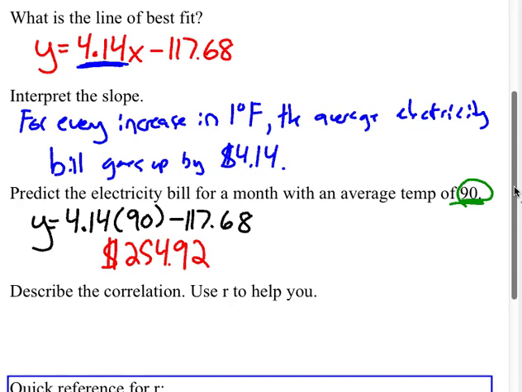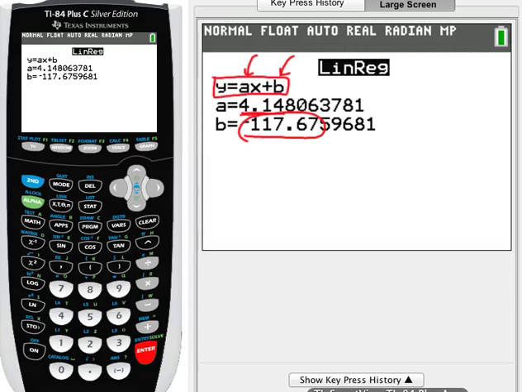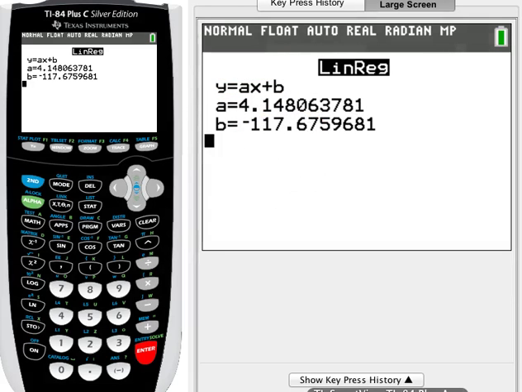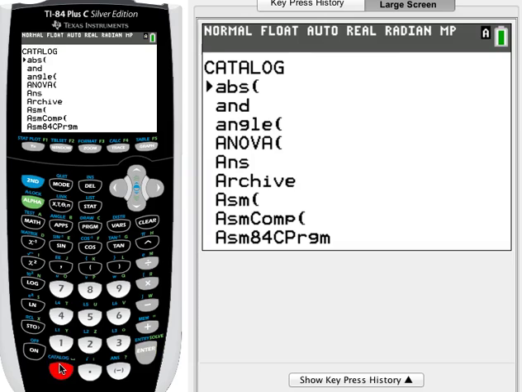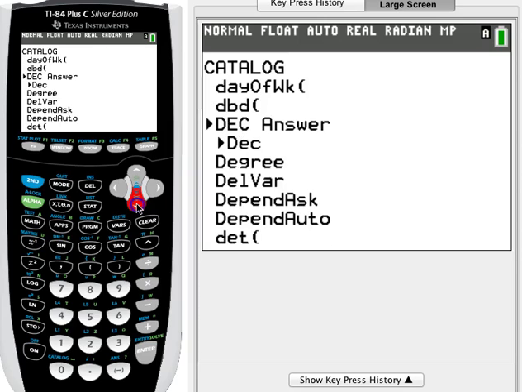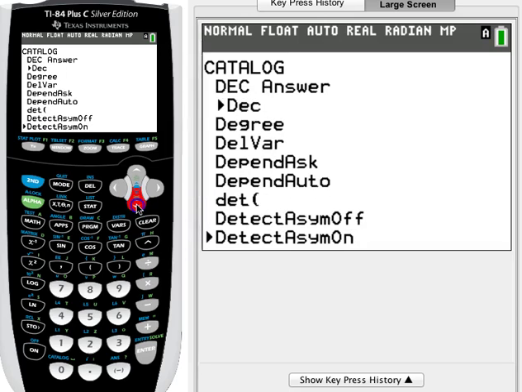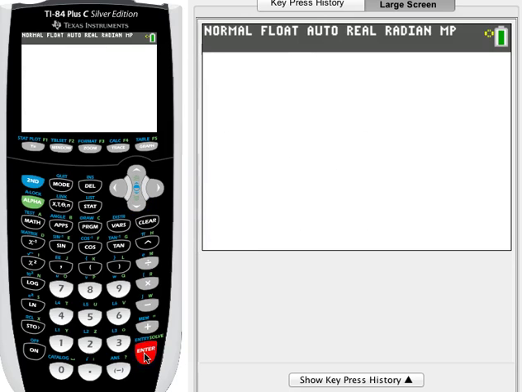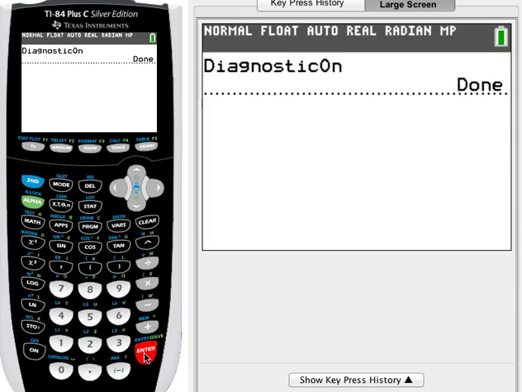Now, the final thing we're going to do for each of these is discuss how to describe the correlation. And here it says, let R help you. Now, R didn't show up yet because we have to tell the calculator to make it show up. So what I'm about to show you is a one-time fix. Go into catalog, and if you hit the green D, you're looking for something called diagnostic on. Scroll down, and if you hit enter, it'll just say done.